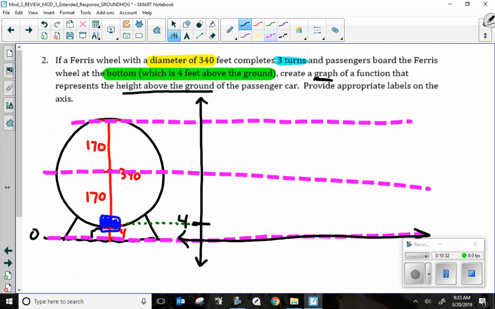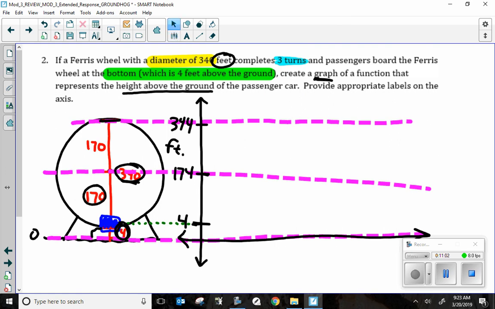Your midpoint, this dashed line here, isn't 170. It's off the ground, the midpoint. It's 170 plus my 4. This is 174, the midline. And then the very top isn't 340. It's 340 plus the 4 feet. It's already off the ground. So that's 344. I hope you know that is height in feet, feet above the ground. So I'm going to start my little cart here right at 4 feet. That's where I'm starting.